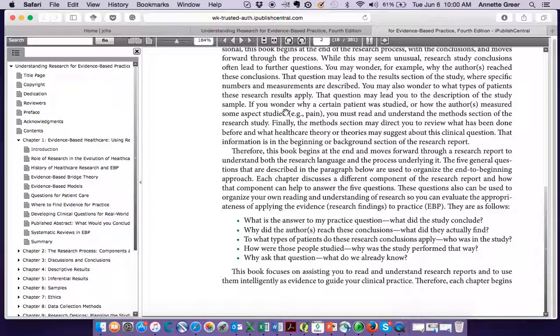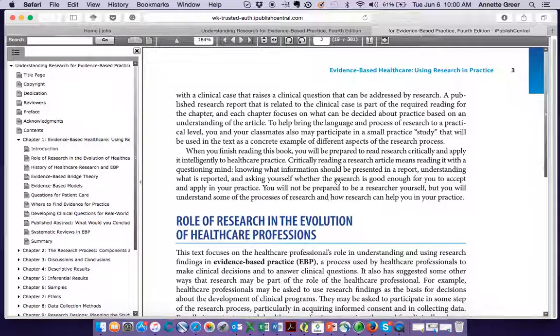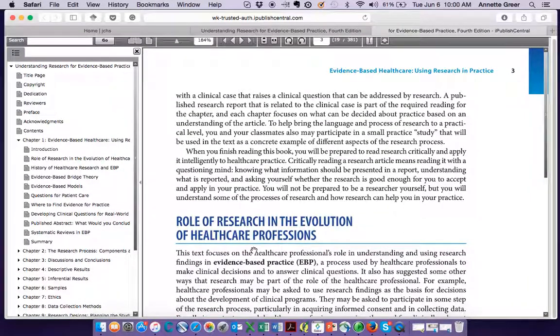So let's go to the next page. The text focuses on the healthcare professional's role in understanding, as I said, research and evidence-based practice. But look what comes after that: a process used to make clinical decisions and answer clinical questions. So the research that you're designing this semester has to answer nursing clinical research questions.